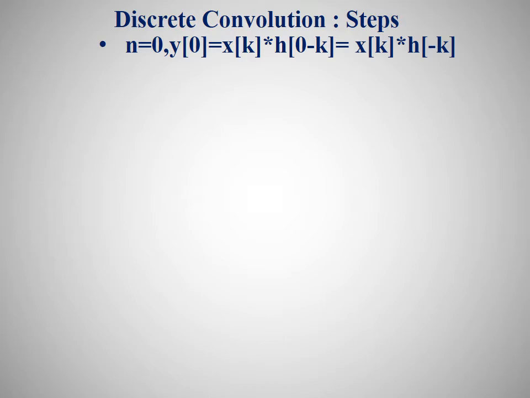So let us try to apply this to the first value, that is when n is going to be equal to 0, y of 0 is going to be equal to the summation of x of k into h of 0 minus k, which means it is x of k into h of minus k. H of minus k is the reflected or time reversed version of the impulse input.